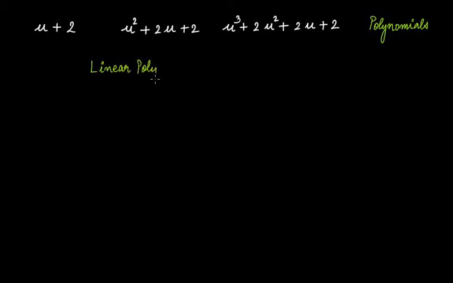Linear polynomial in one variable. In fact, these three polynomials are polynomials in one variable. Why? Because this is u plus 2, so only one variable is here. U squared plus 2u plus 2, only one variable, that is u here. U cubed plus 2u squared plus 2u plus 2, again only one variable, that is u.